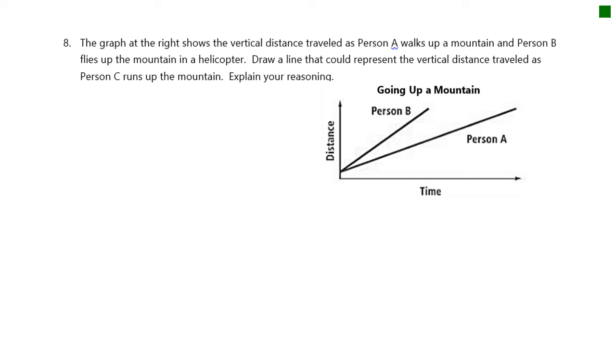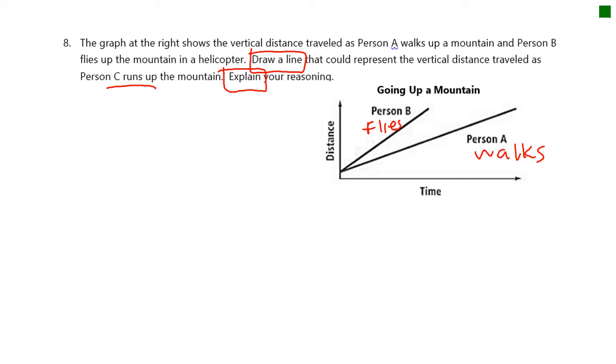All right, and the last few problems on today's notes. It says the graph at the right shows the vertical distance traveled as person A walks up a mountain. So person A is walking, and person B flies up the mountain in a helicopter. So person B is flying. It says draw a line that could represent the vertical distance traveled if person C runs up the mountain. So they told you to draw a line and then explain your reasoning.